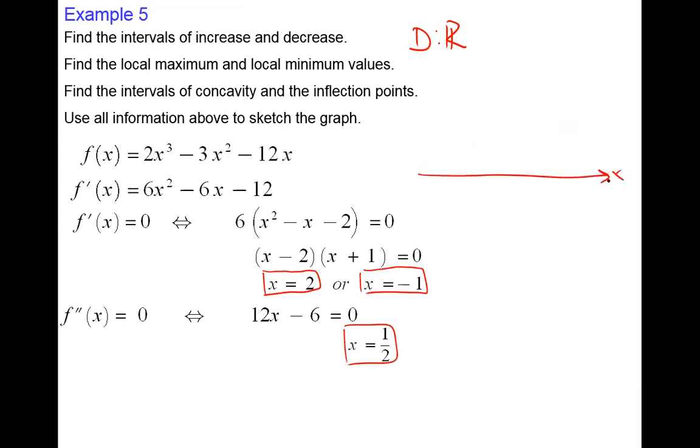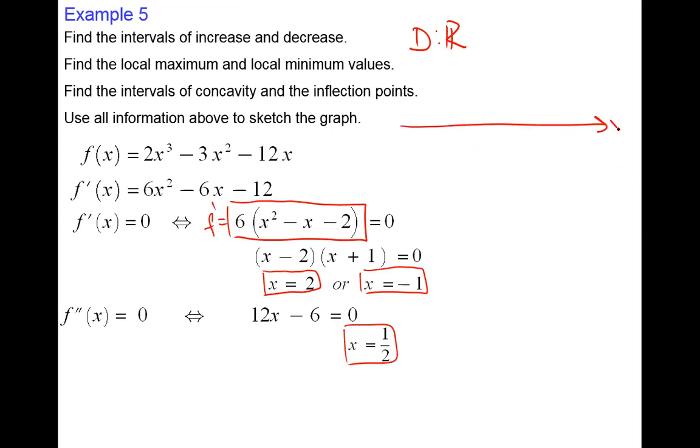I will draw a number line with critical points. This is my first derivative, and I'm testing my first derivative again, because I have to check if this will give me a local maximum or local minimum. I can draw a little bit higher. Let's do the test.